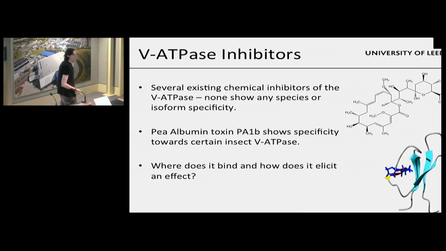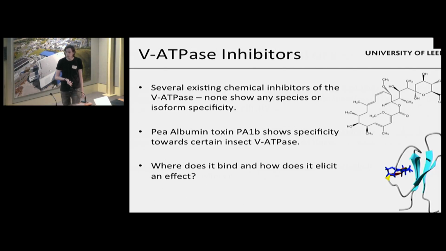Now, there are already a number of V-ATPase inhibitors known, including this big beast of a molecule here, bafilomycin. Now, all of these existing V-ATPase inhibitors suffer from the same problem. There's no specificity. So if you take one of these V-ATPase inhibitors, it will inhibit every V-ATPase in your body, and then you will die. So that's not ideal for an inhibitor, certainly not ideal for a drug candidate, yeah?